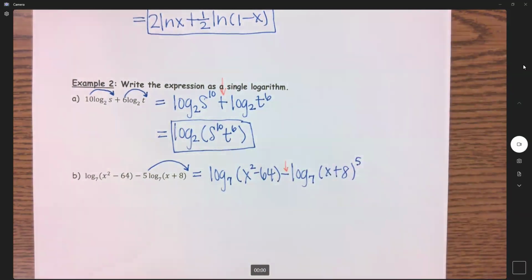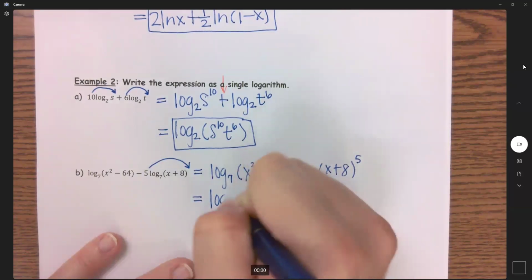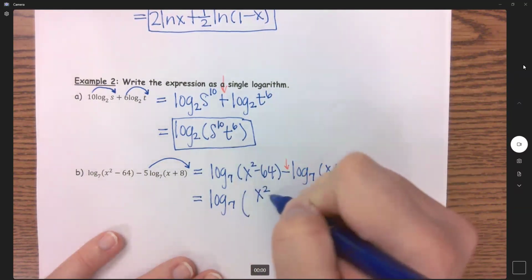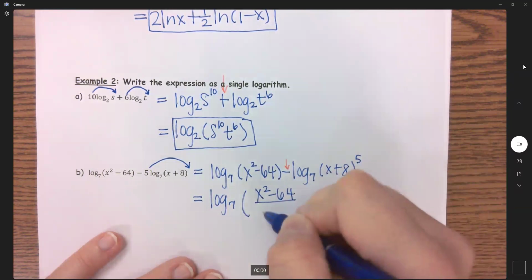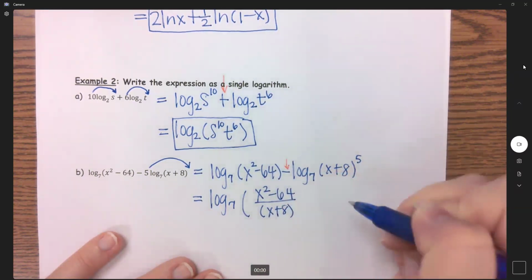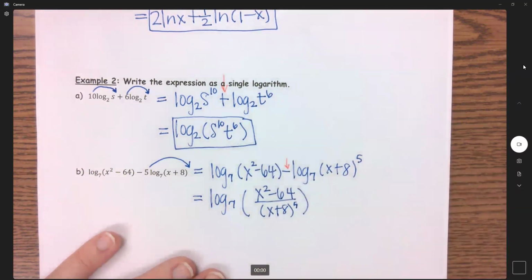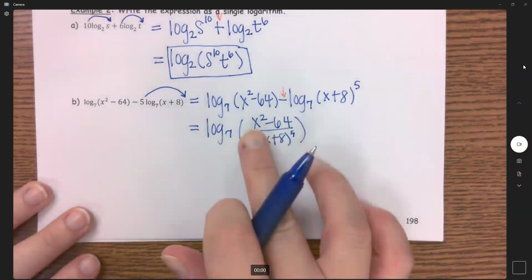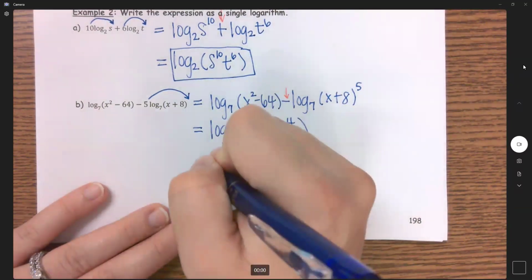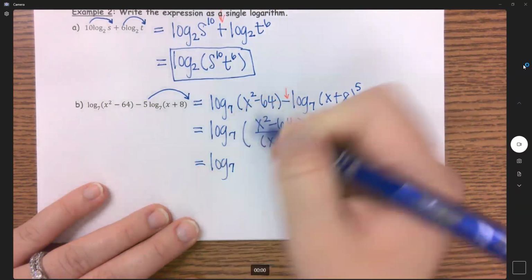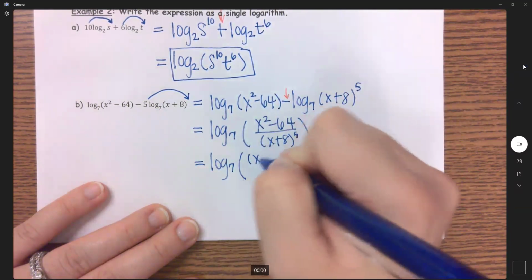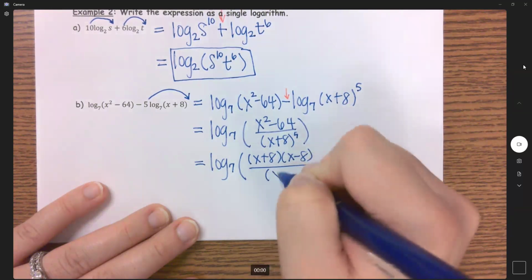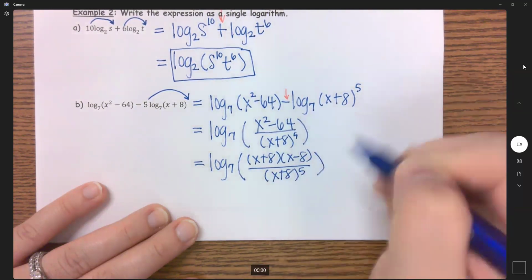This minus here means divide. So log base 7 of x squared minus 64 over x plus 8 to the 5th. Now we are not done here. You can factor this top one, that's a difference of squares. That factors to x plus 8, x minus 8 over x plus 8 to the 5th.